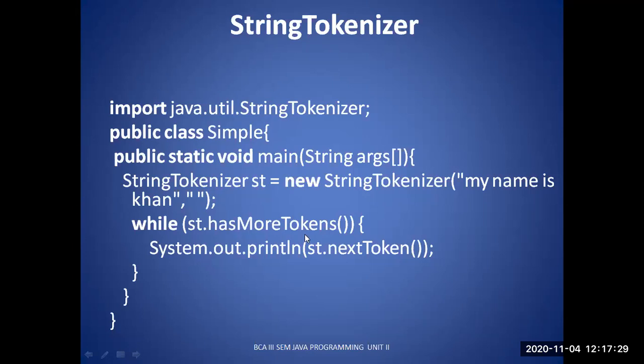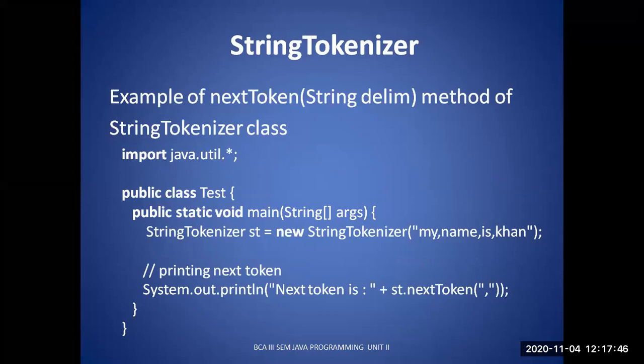Otherwise, the result will be false. Then if it is true, it will get into the System.out.println. Then it will return the characters or the tokens which are possible in this string. So this is as simple as possible. I think everyone understood this program. I can go further for the next example based on the next token with the delimiter.